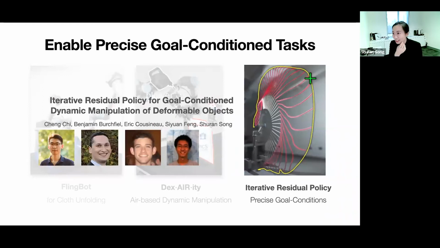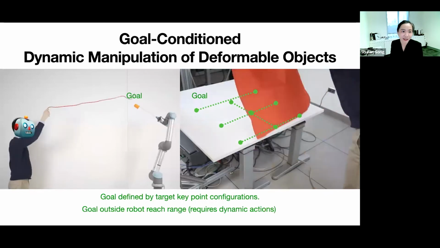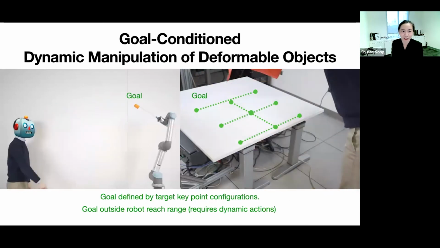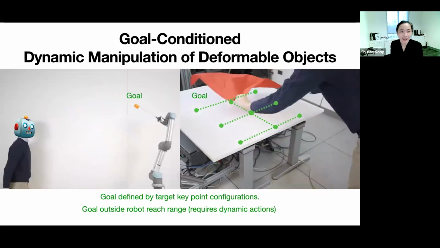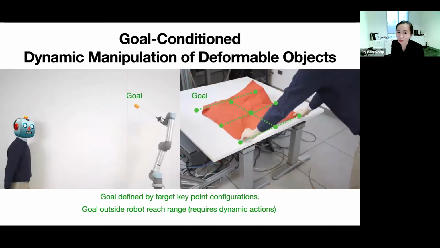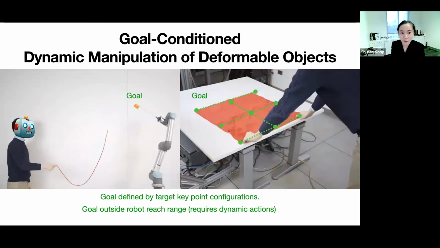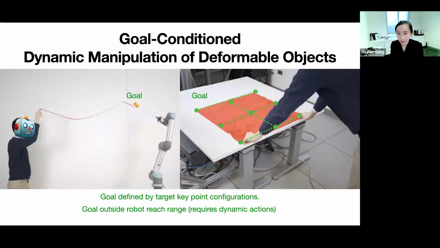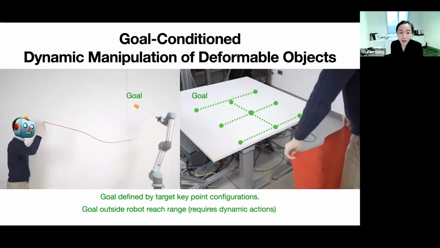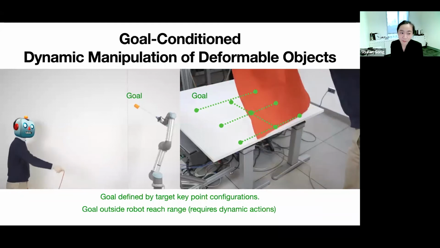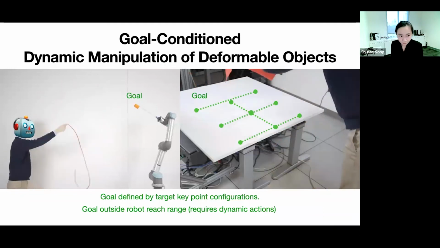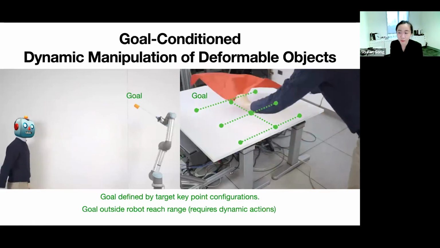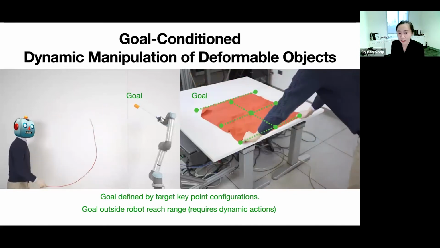So in the next project, we focus on another category of much harder tasks: goal-conditioned tasks. What is a goal-conditioned task in the context of dynamic deformable object manipulation? Here are two examples. One is swinging a rope to a target location, and the other is swinging a tablecloth into a target configuration. In both tasks, the goal configuration is defined by target keypoint positions on the cloth or on the rope, where the keypoint is either the tip of the rope or keypoints on the cloth. Since the target is still outside the system's reach range, the system still needs to use dynamic actions.